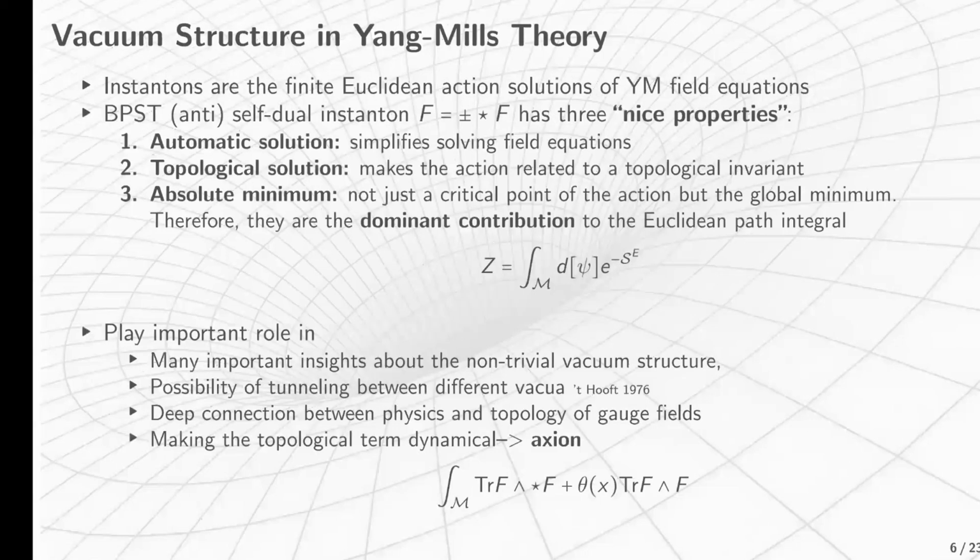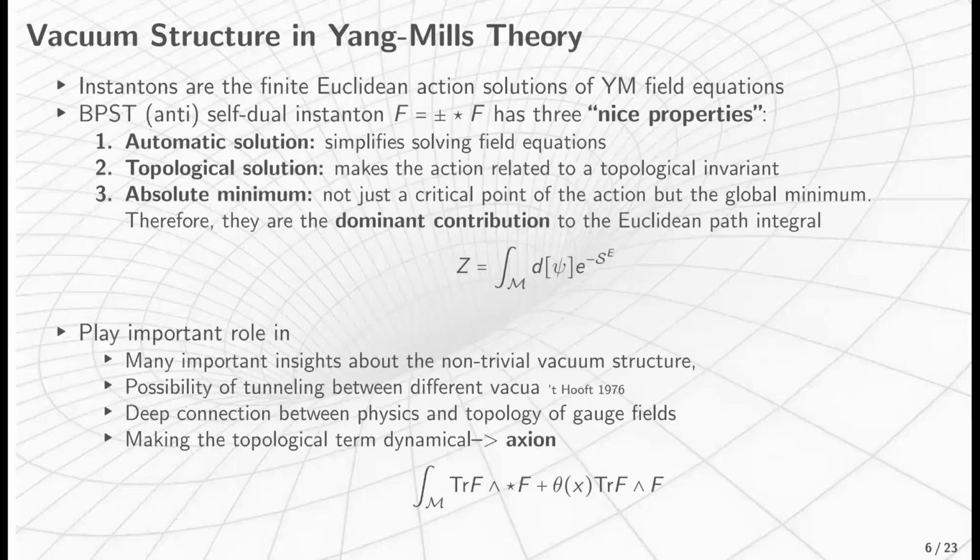So basically, this means that in Yang-Mills theory, the self-dual BPST instantons have these three really nice properties. They are automatic solutions, they are topological solutions, and they are absolute minima. So it means that they are the dominant contribution to the path integral which you are considering. And this plays a very important role in quantum field theory. It gives us many important insights about the non-trivial vacuum structure. Then, as Stu showed, it means that there is some tunneling effect between these different vacuum states. And mainly it shows us some deep connection between physics and topology of gauge fields, which is quite interesting.